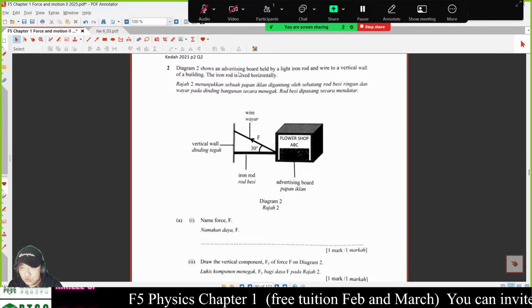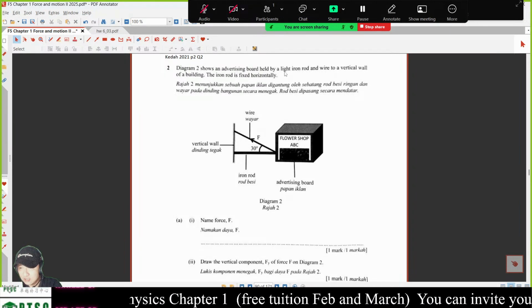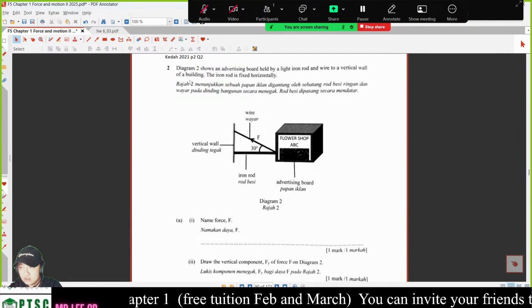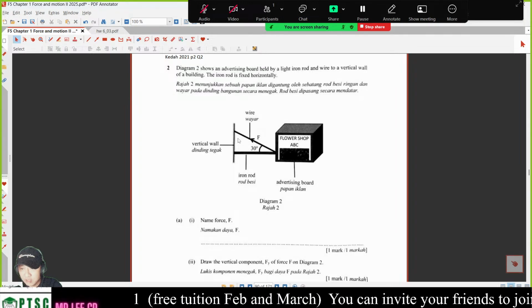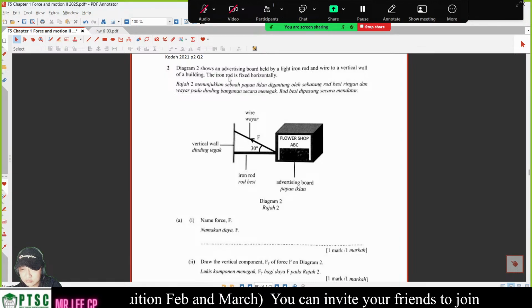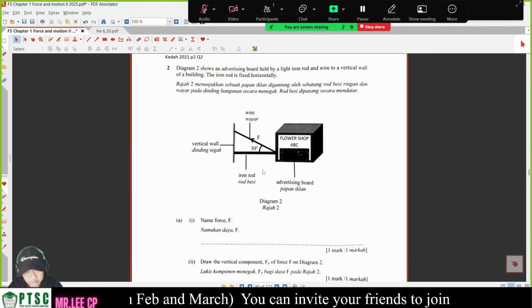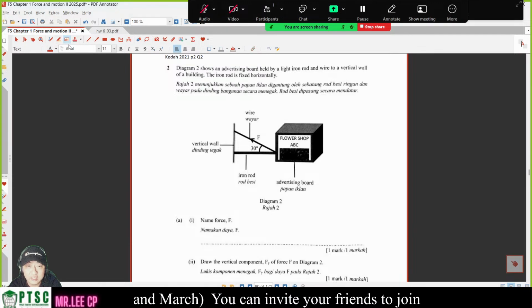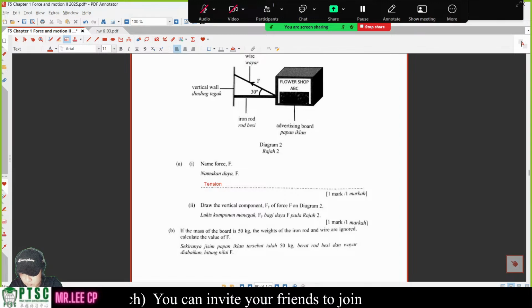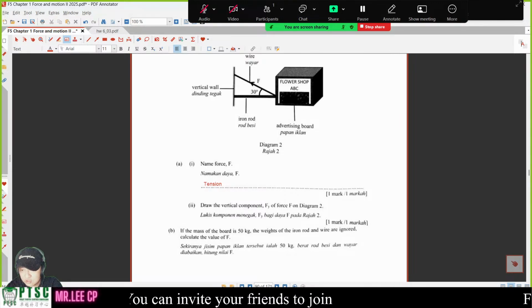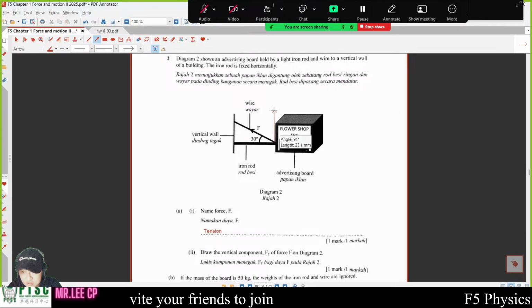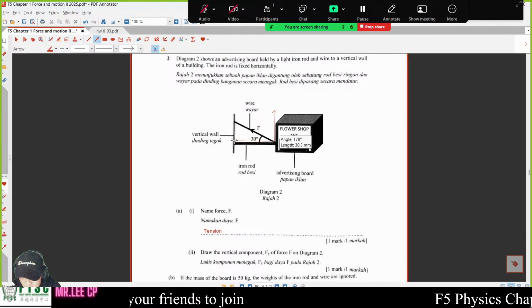Diagram 2 shows the advertising board held with a light iron rod and wire, on a vertical wall of the building. The building is here. This is the iron rod, so the iron rod doesn't have tension. The iron rod is fixed, horizontal. The wire, named F, is called tension. Draw the vertical force Fy of F on the diagram. Fy is the force here. Fx is the force here.